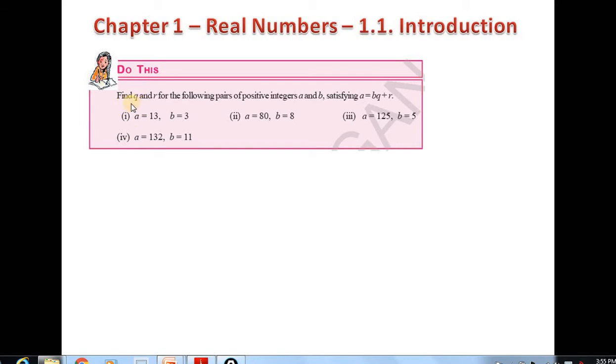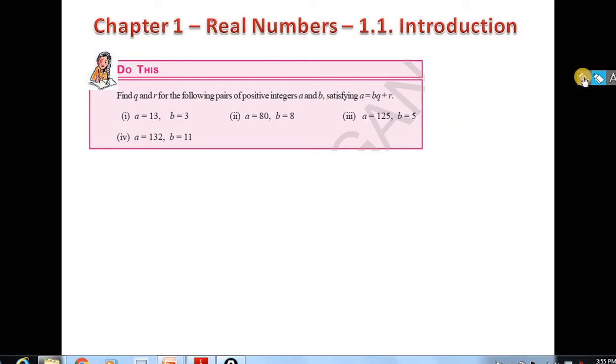So first of all, find Q and R for the following pairs of positive integers A and B satisfying A is equal to BQ plus R. There are 4 sums given. We already know the division algorithm. We will solve these problems based on the division algorithm. So let's get started with the first problem.